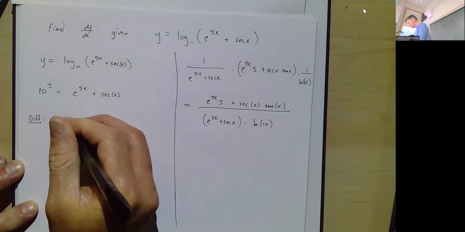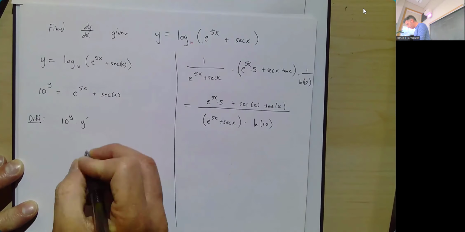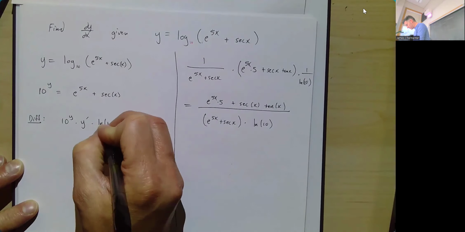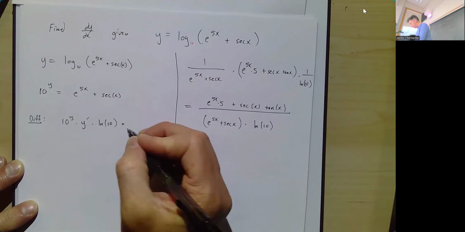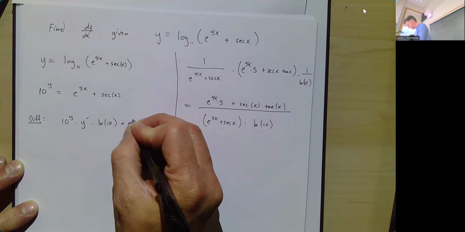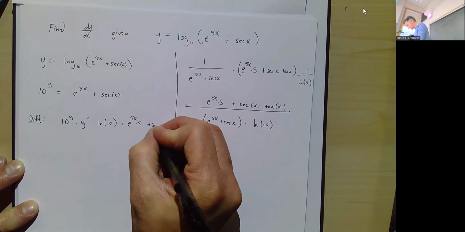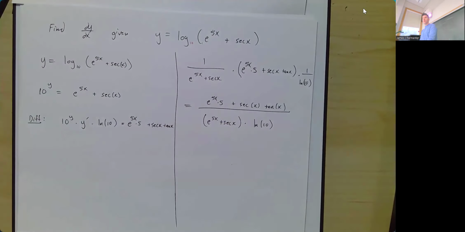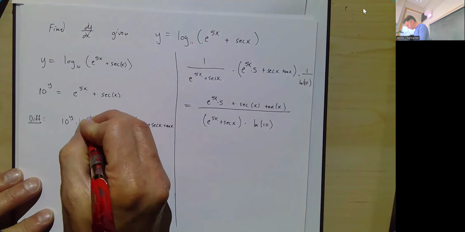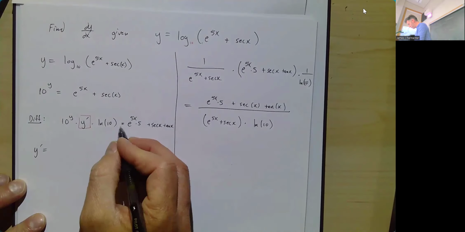The derivative of 10 to the y is going to be 10 to the y times the derivative of y times the natural log of 10. The derivative of e to the 5x plus secant of x, as we've already seen, is going to be e to the 5x times 5 plus secant of x tangent of x. And then just like in the previous problem, we're going to solve for y prime.